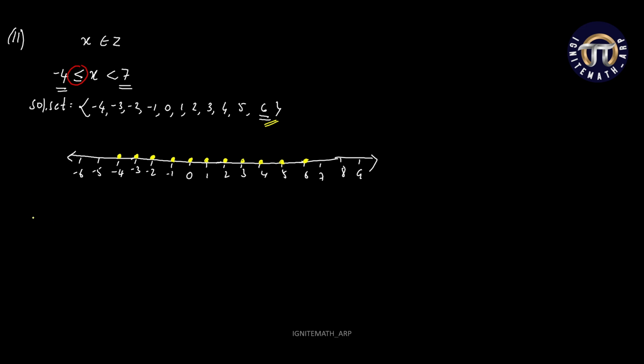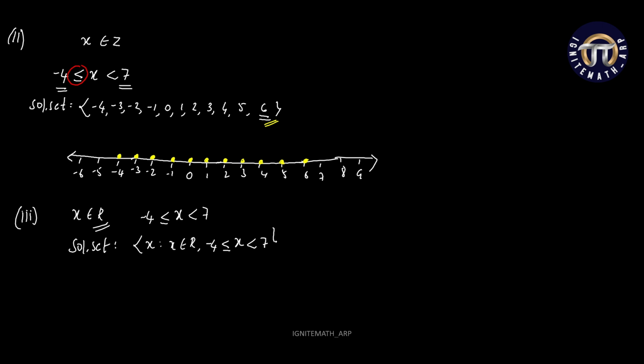Next one is if x belongs to the set of real numbers. X belongs to the set of real numbers. Okay, and x is smaller than 7, greater than or equal to minus 4. So how can I write the solution set? Since the set is a real number replacement set, I need to write the solution set in set builder form. X such that x belongs to the set of real numbers, x is smaller than 7, greater than or equal to minus 4.